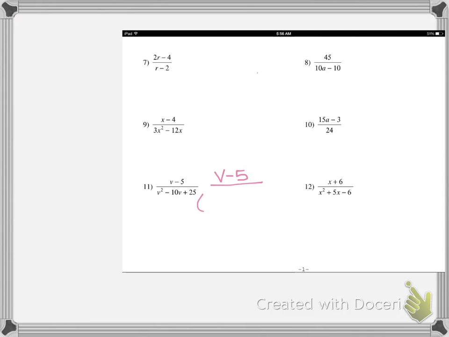Now I come down to my sum product. So what two numbers will give me the sum of a negative 10 and the product of a 25? That would be 5 and 5, right? 5 times 5 is 25. 5 and 5 is 10. Now, signs are important. What would be the sign in front of the 5 to give me a negative 10? They'd be negatives. Negative 5 plus negative 5 is negative 10.